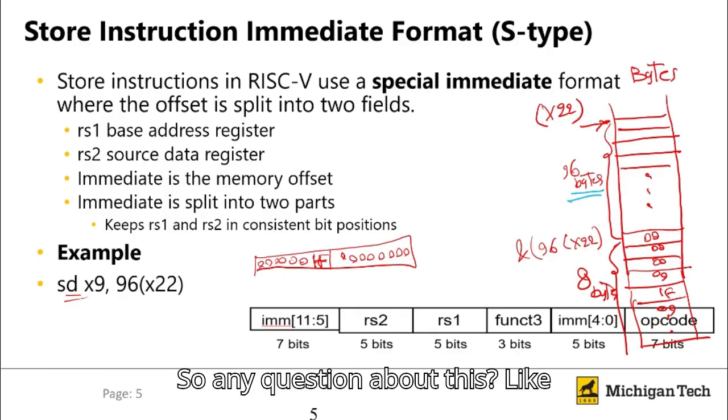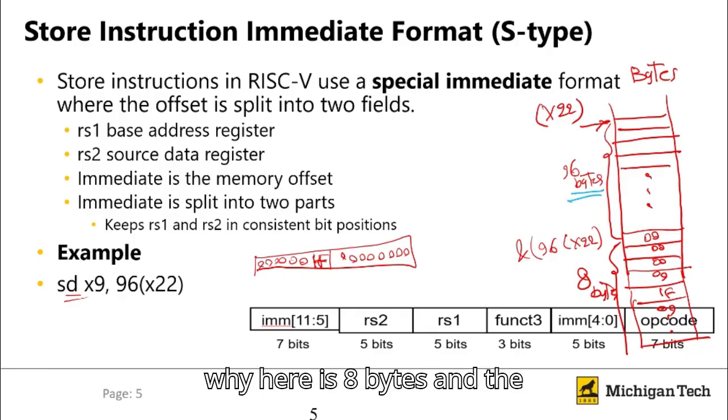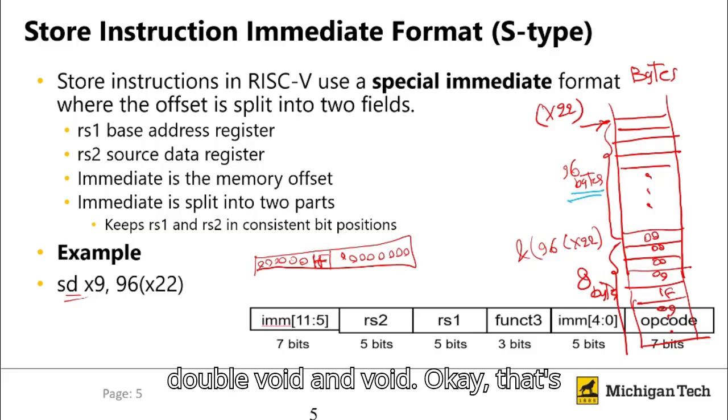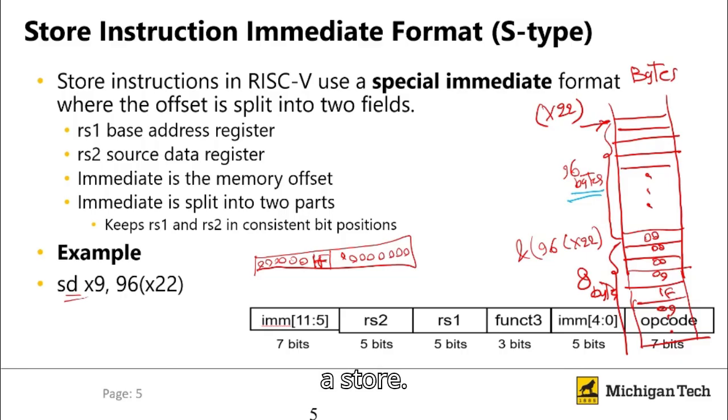So any question about this? Like why here is 8 bytes and the other example was just 4 bytes? Because of this. This is a store double. The other one was a store word. Okay, double word and word. Okay, that's a store.